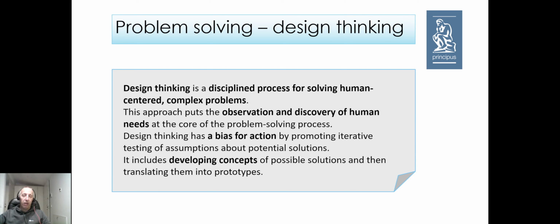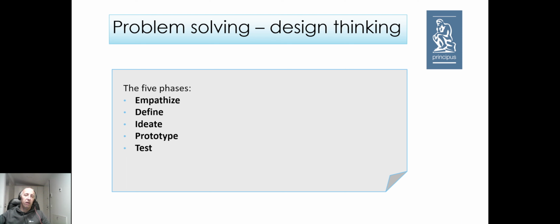Design thinking is becoming a very popular approach of searching for either a solution for a business problem or best ideas for new development in the companies. Design thinking has a bias for action. It is human-centric, focusing on observation and discovery. Design thinking process has 5 phases: empathize, define, ideate, prototype, and test.